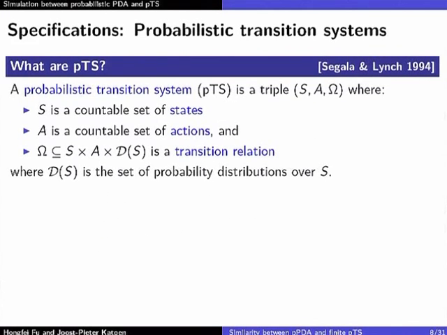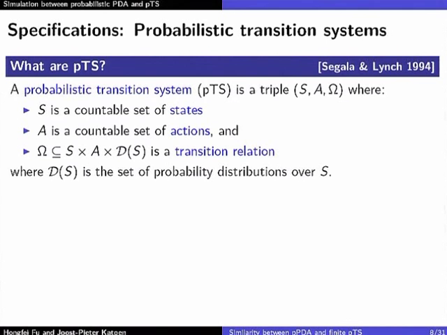Good. So our specifications are probabilistic transition systems. Let me explain to you what these are. These contain the states, actions, and the only interesting part is the transition relation, which takes you from a state by an action to a distribution over the states. Okay? So a transition is denoted as follows. We go from a state with an action to a distribution mu, and that's a distribution over the state space.